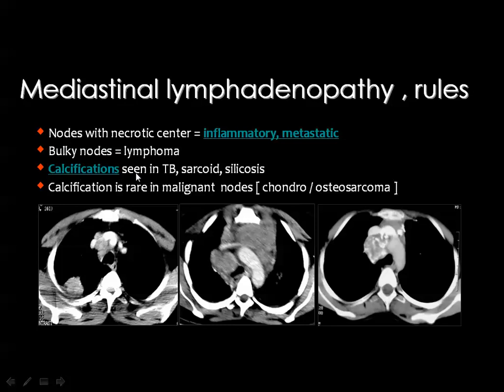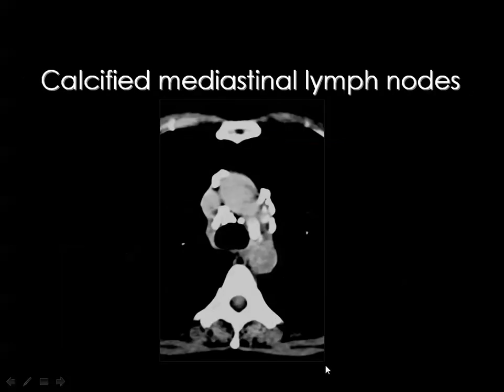Then lymph nodes containing calcium, you think of TB, which is common in our country. Sarcoid can also show calcium in the lymph nodes, and some of the pneumoconiosis types can also show calcified lymph nodes. Calcification is rare in malignant nodes, especially those coming from chondrosarcoma or osteosarcoma, which may contain calcium elements. Then whenever you see lymph nodes that are calcified, you think of inflammation, particularly TB.